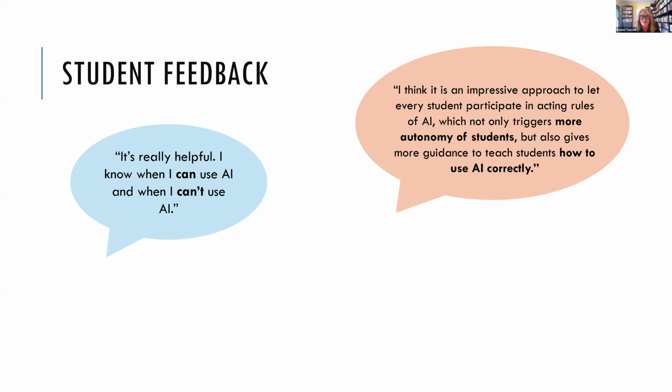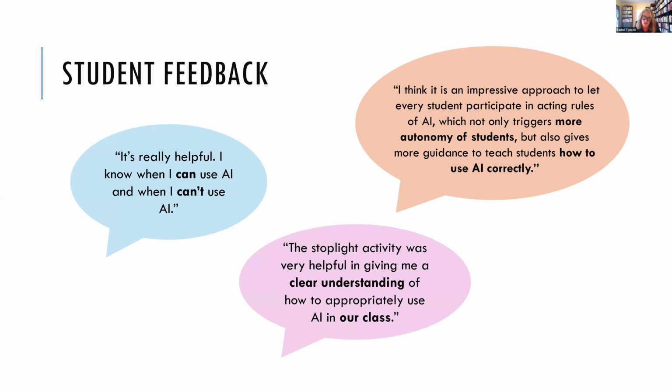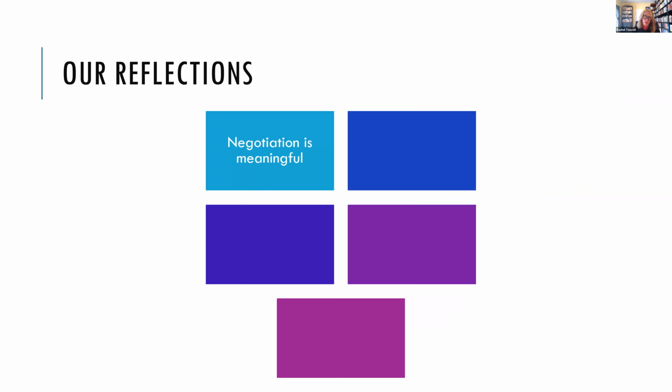And it's that teaching students which is really important. And then an additional student that we'll share with you today noted that the stoplight activity was very helpful in giving them a clear understanding of how to appropriately use AI in our class. So our students appreciated this open negotiation with us. And so just in closing, I'd like to share some of our own observations. And I've made some of these points, so perhaps I'm going to be reiterating. But the first thing I want to say again is that negotiation is meaningful.